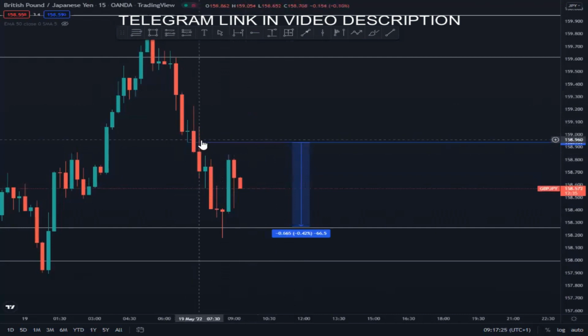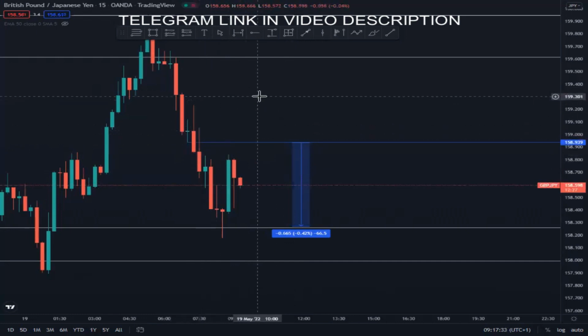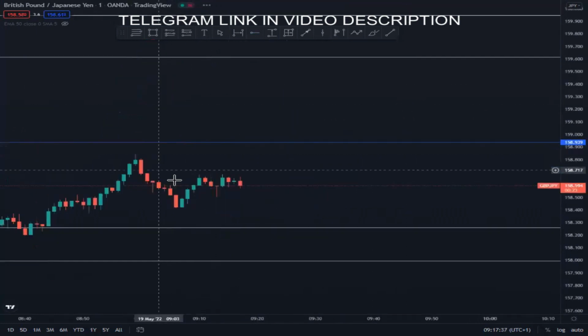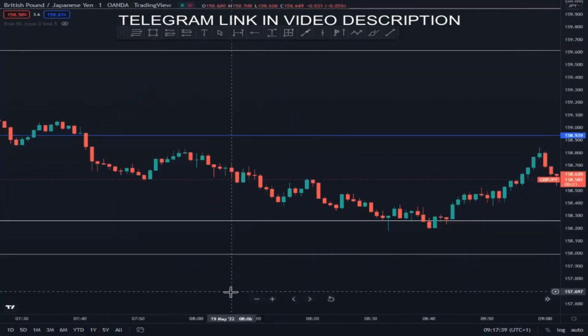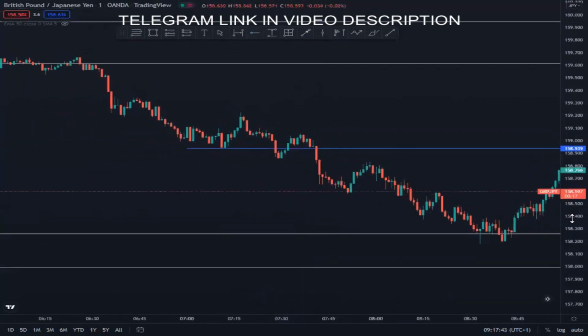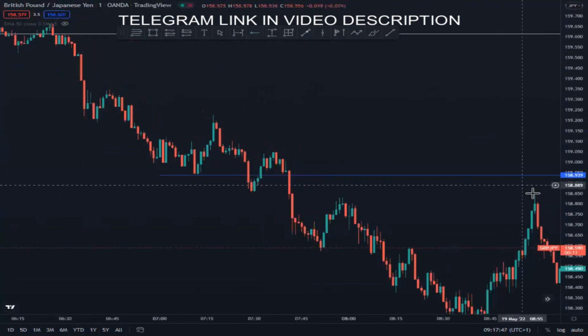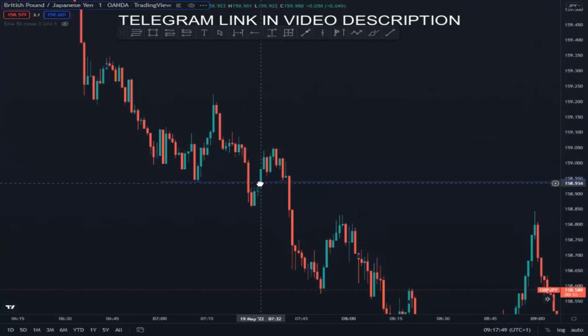Let me show you guys the entry on this. Very, very simple. We had this break, waited for this retest. My entry was on the 1 minute because I'm looking at the 15 minutes. I needed a very, very tight stop loss and a precise entry. So we can see this is where we got the retest. Price just went deep into this.